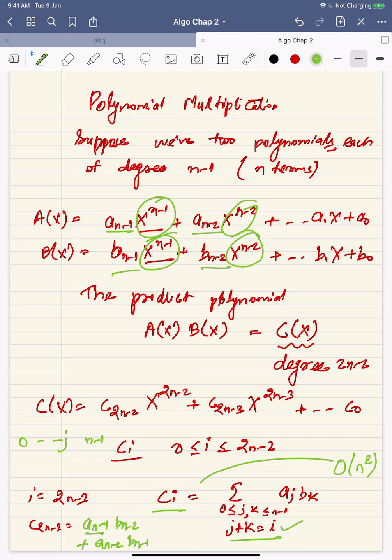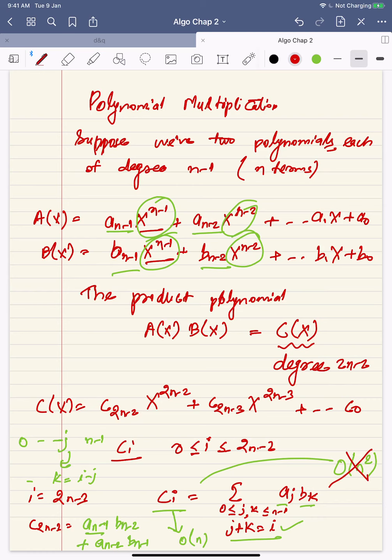At any j, if I know j, I can immediately find what is k. k is i minus j, right? So I don't have to go for all possible k's given a_j. At most I have to use n pairs for c_i, order n pairs, and adding those will happen in order n time anyway. So to get c_i, I need order n time, not order n squared.